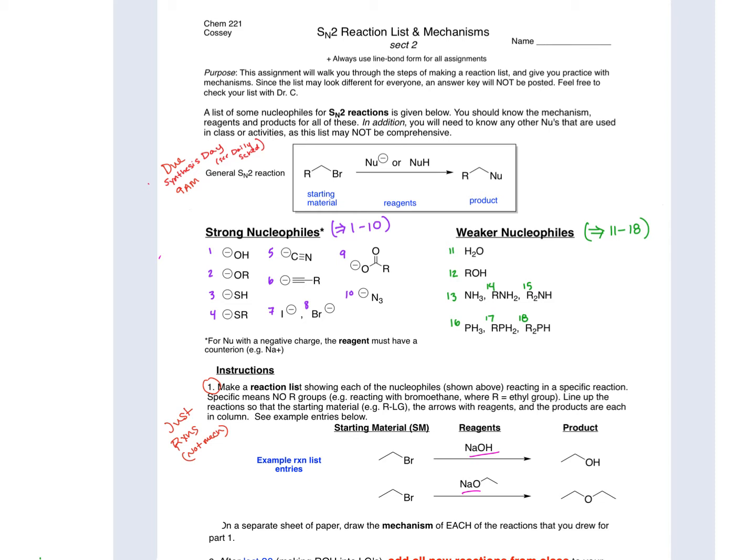Generally that's going to be covered up by a metal of some sort. And I just usually choose sodium. You could pick other ones, but the cheapest ones tend to be sodium. So you're going to add sodium to that and take away the negative charge. And that's what will go over the arrow, the reagent arrow.